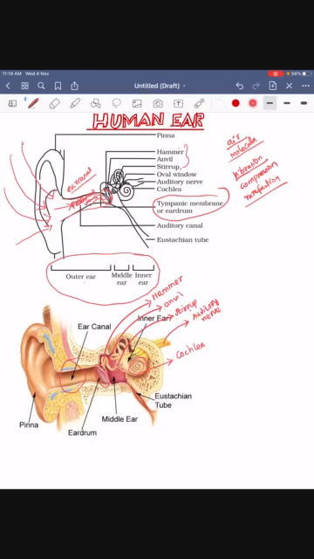Those waves are carried further to the cochlea, which converts the sound waves into electrical signals. These electrical signals are forwarded to the auditory nerve, and from the auditory nerve they reach the brain. This happens in a fraction of a second. So this is the human ear structure, students. Just see the picture and understand the different parts.